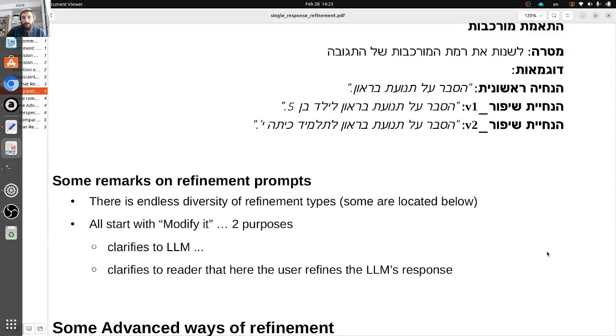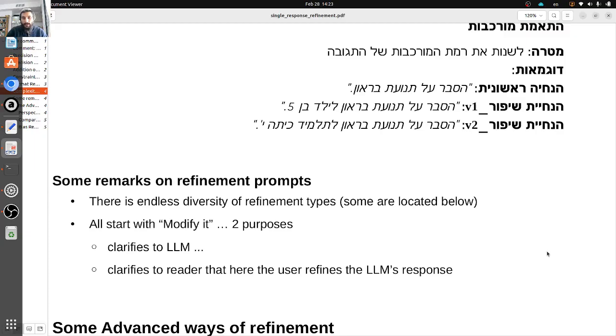Secondly, you may have noticed that most of my refinement prompts start with the expression "modify it," and I would strongly encourage you to do it this way as well, because this expression really has a double purpose.